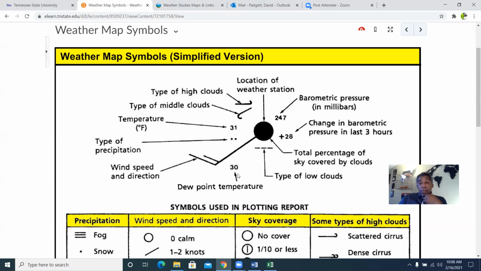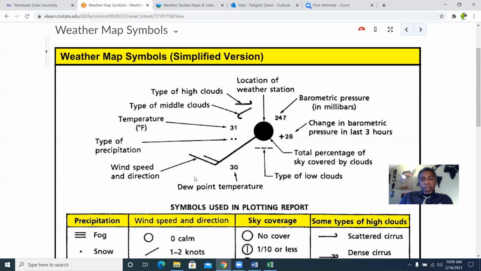So clearly, if you notice by this diagram, if the temperature, the ambient temperature is 31 degrees Fahrenheit and the dew point temperature is 30 degrees Fahrenheit, more than likely we're going to see some precipitation, assuming that this temperature falls, let's say at night or if something else happens.